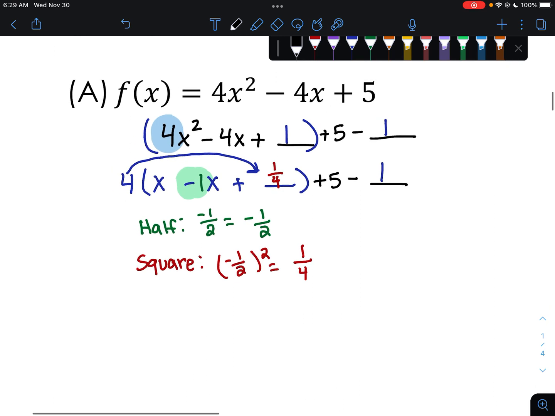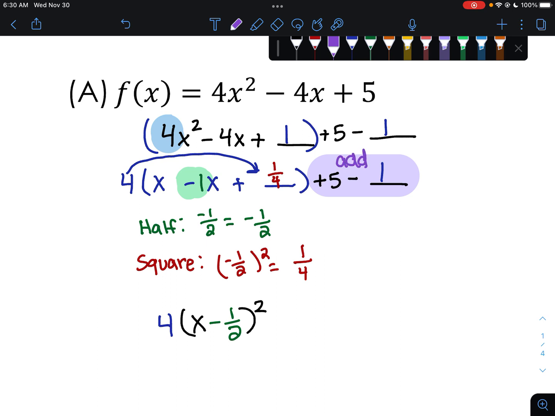So now we can go ahead and do our shortcut. Our shortcut says we have something in parentheses, but this time we have that 4 out in front, so it just tags along. We do our variable, we do our half term, which is a -1/2, and then we add these last two numbers together, and that gives us a positive 4. So this would be the same equation that we started with, written in vertex form.